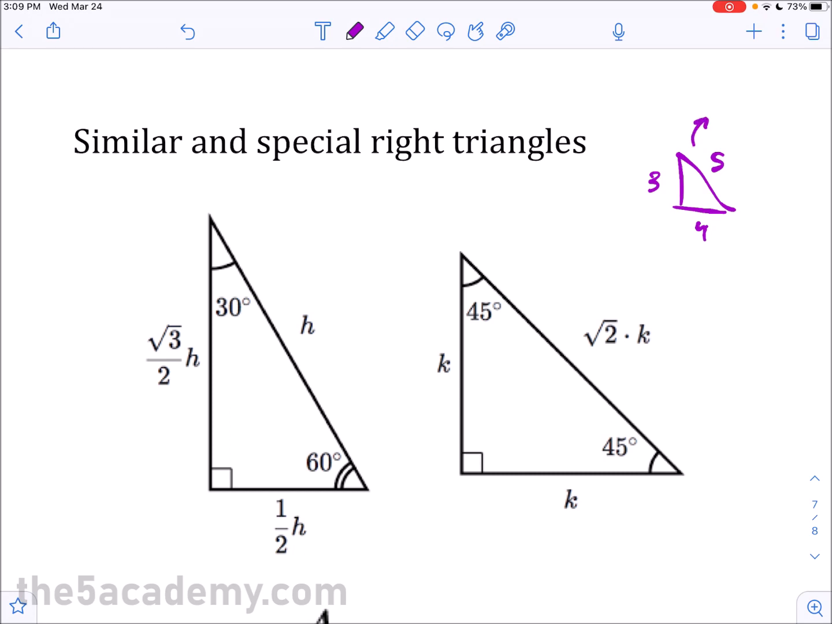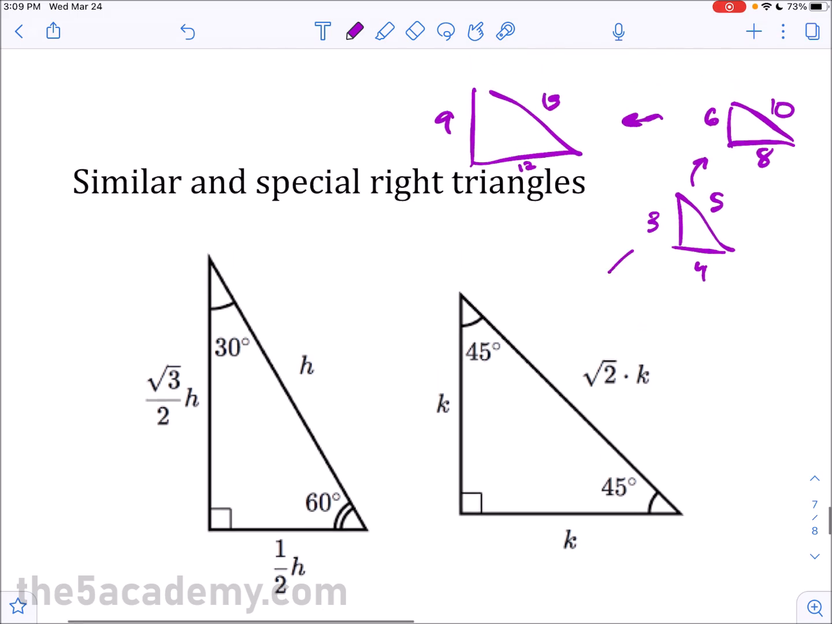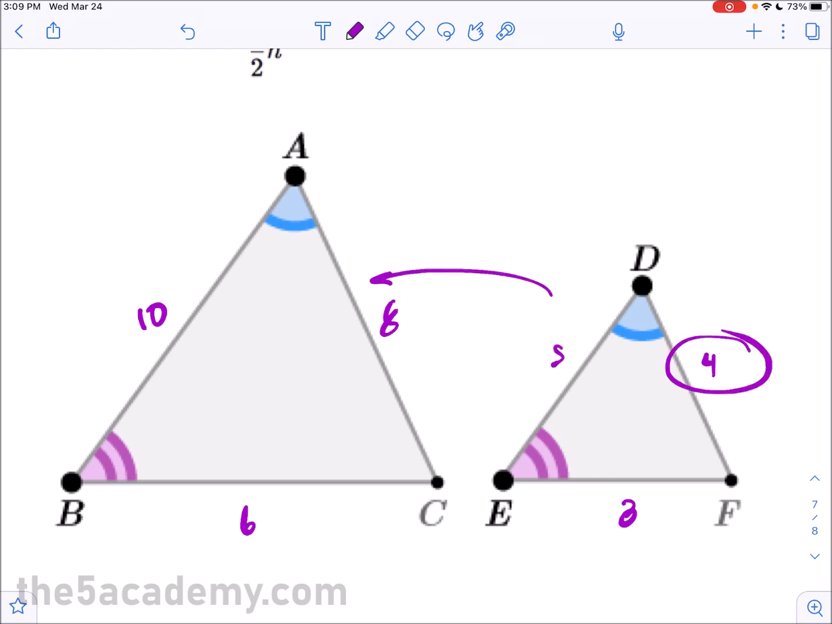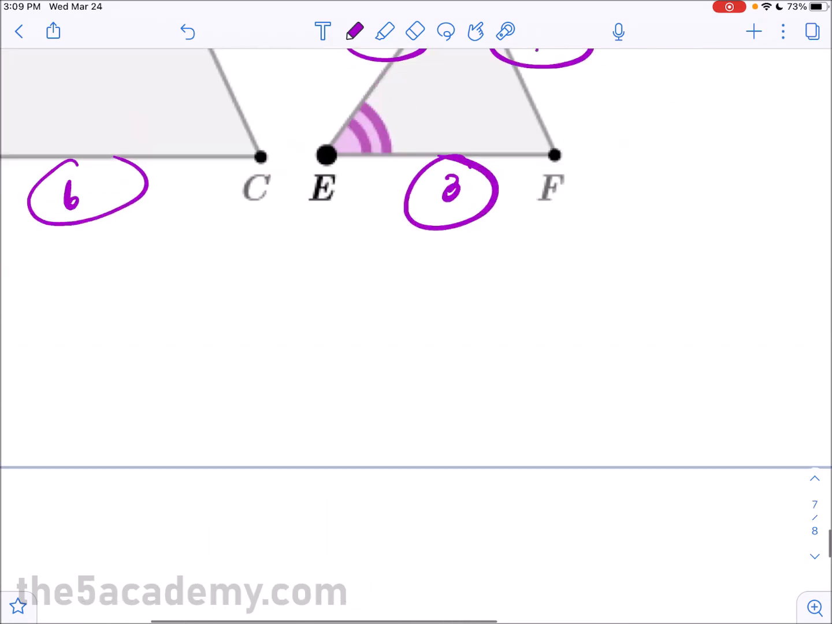And again, when I say similar triangles, another version of this is the 6, 8, 10, or you could do the 9, 12, 15, essentially just multiplying each of these values in the triangle by any number. And that's how you get similar triangles. So like this side could be 10, this could be 8, this could be 6, and this one could be 3, this could be 4, this could be 5. These two triangles are similar because the ratios of corresponding sides are the same. It's just times 2 essentially.